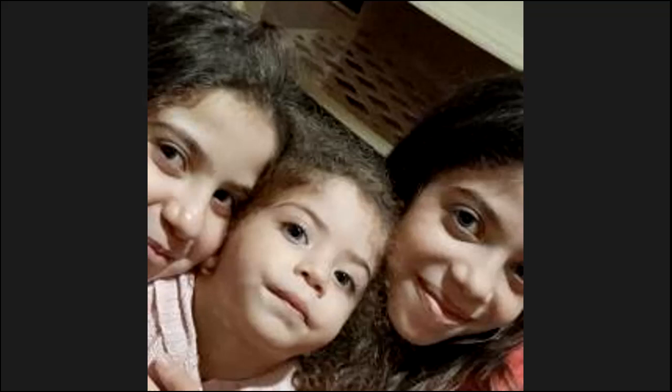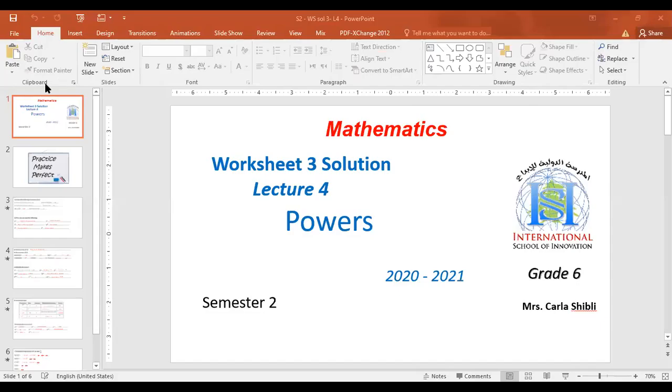So this is how we expand a decimal number. Now I want to share the worksheet solution to solve the exercises with you before our quiz on Friday.